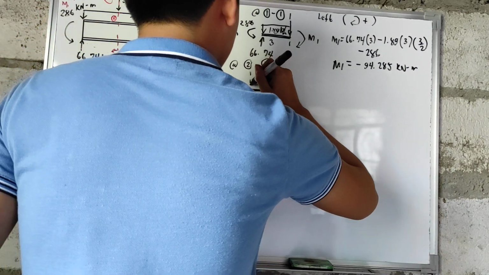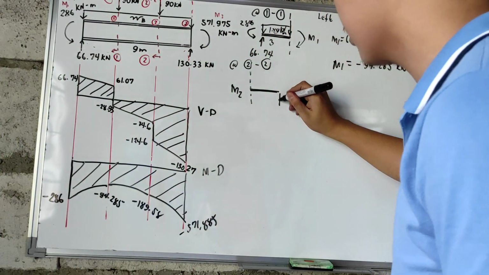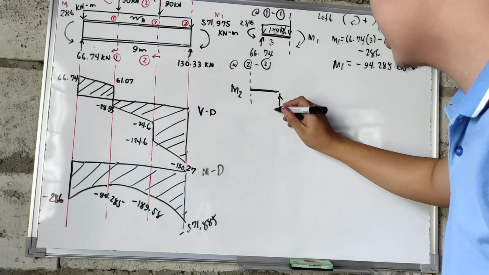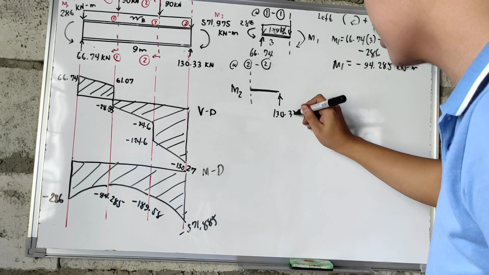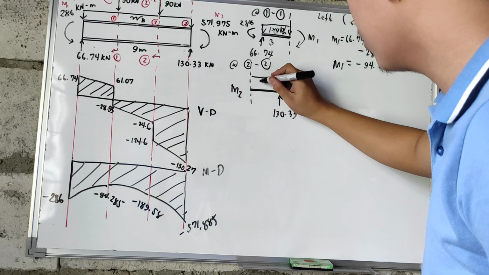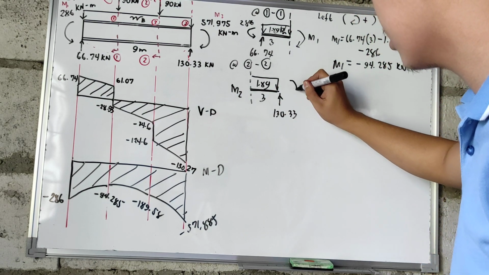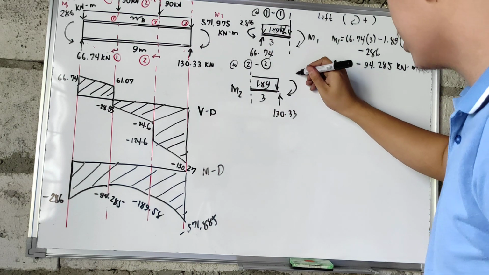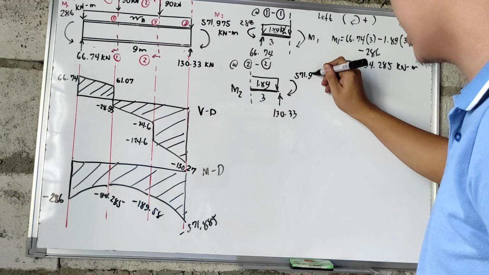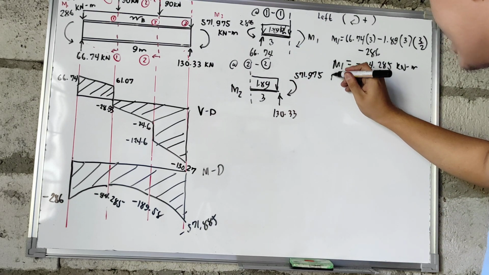So, ayan. Sabihin natin, this is our M2. Tapos, meron tayong moment dyan na 130.33. So, yung weight ng beam natin, that is equal to 1.89. Tapos, 3 meter to. Meron tayong moment dito na clockwise, which is equal to 571.975. So, kinonsider natin dito is right.